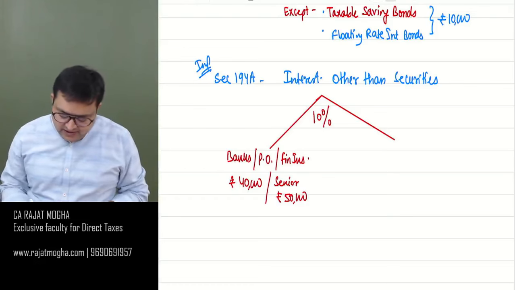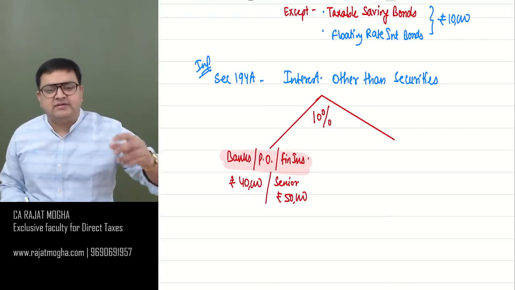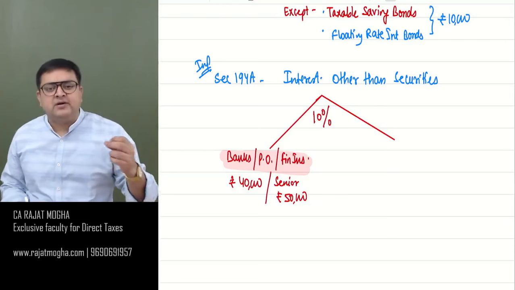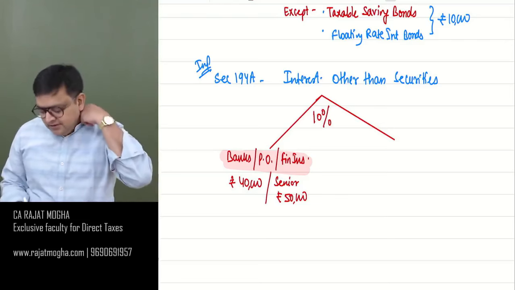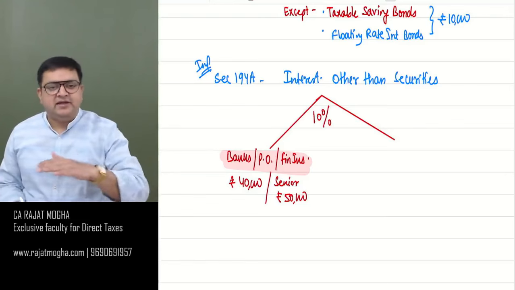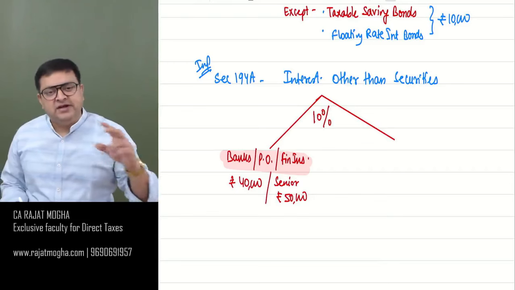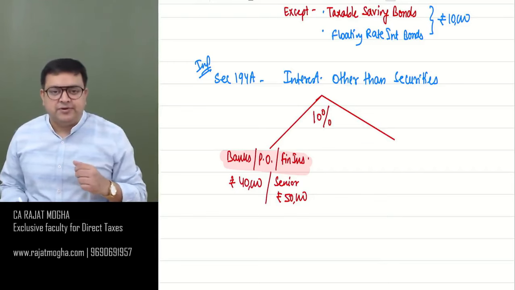So if you are getting money from any bank, you have deposited something in bank, saving account interest, FD interest, etc. Bank is giving you money. So up till 40,000 rupees in a year, TDS will not be activated. But if you receive more than 40,000 rupees, TDS will be activated on the entire amount.